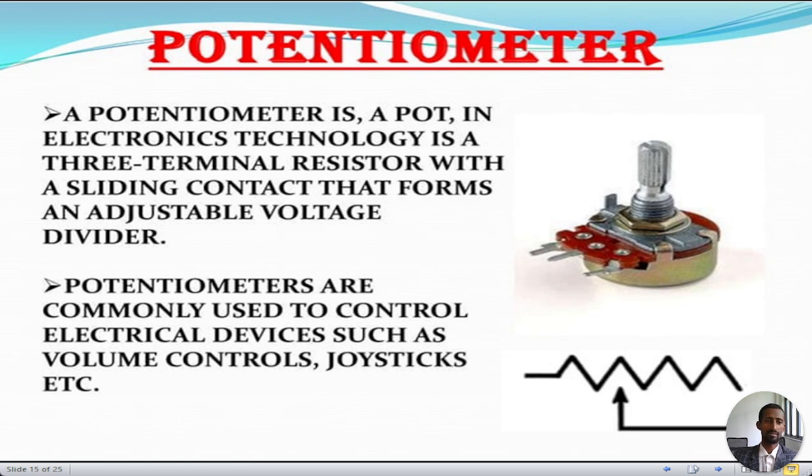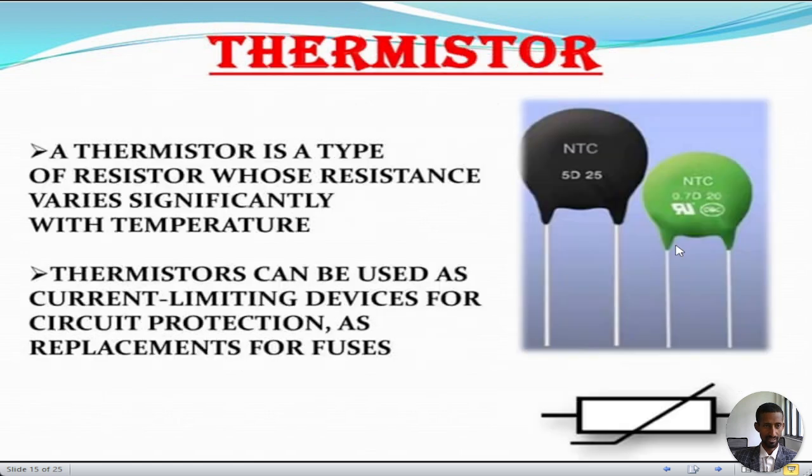The other type of variable resistor is a potentiometer. A potentiometer, or a pot, in electronics technology is a three-terminal resistor with a sliding contact that forms an adjustable voltage divider. Here you can see that they have three terminals. Potentiometers are commonly used to control electrical devices such as volume controls, joysticks, etc. So this is a pot. You can move this terminal, and by moving this terminal, you can adjust the resistance value.